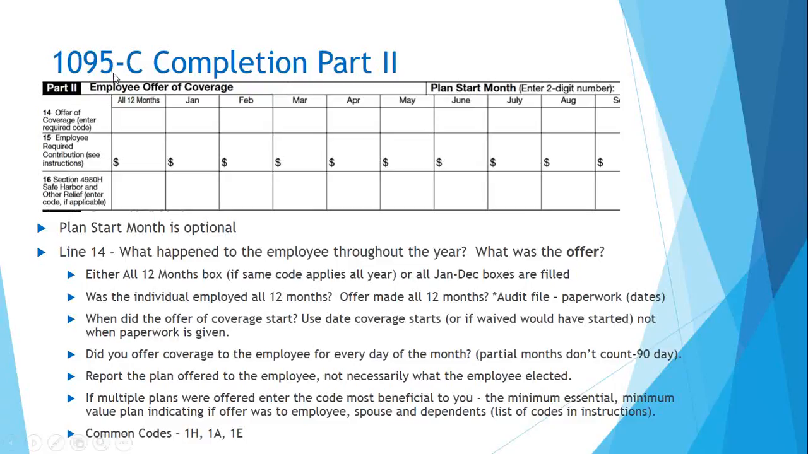Another common code that we see is that 1A code, the qualifying offer. So if you are eligible to use that because the rate that you're charging the employees is $95.38 or less per month, you can use code 1A on those months where it applies up here. And it applies for all 12 months. You just fill out this one box here and you are done with that employee. Super simple.